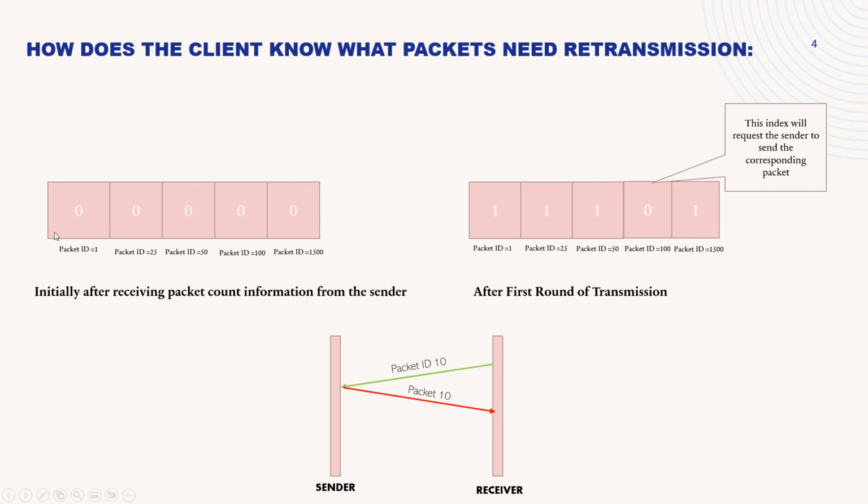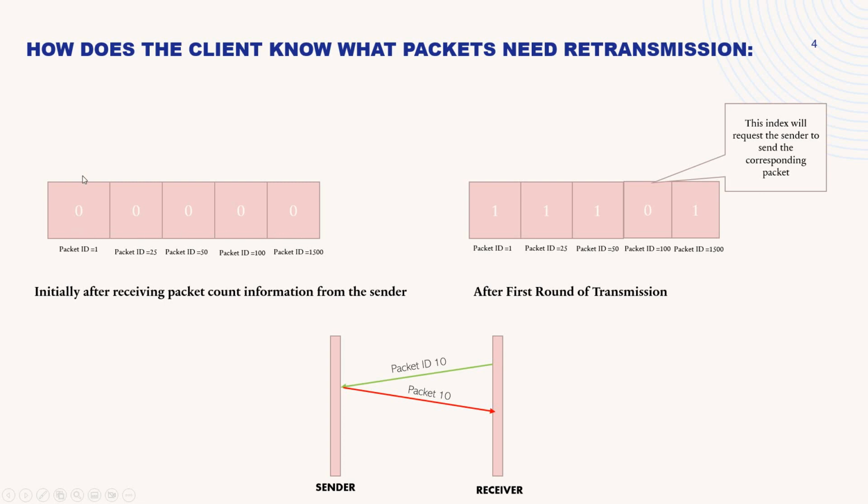That's the total number of packets. So let's say, for example, the file has 5,000 packets. This array is going to be of size 5,000. Initially, we're going to set all the values to 0.